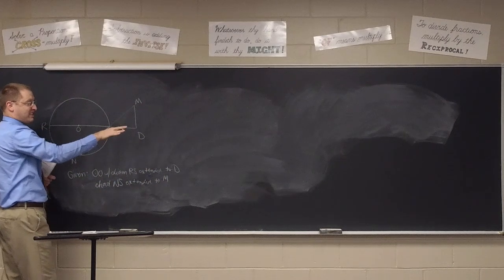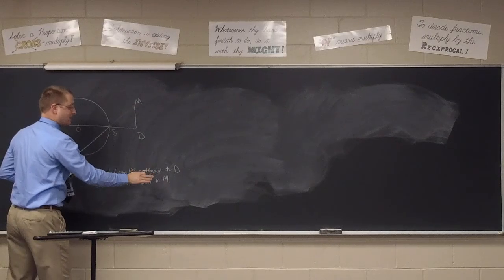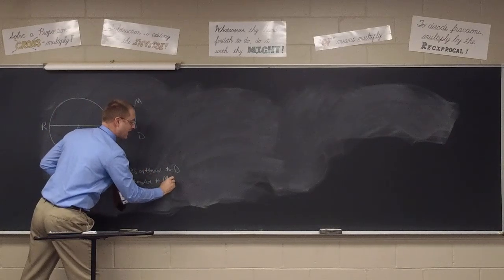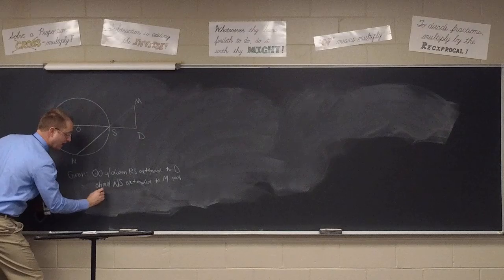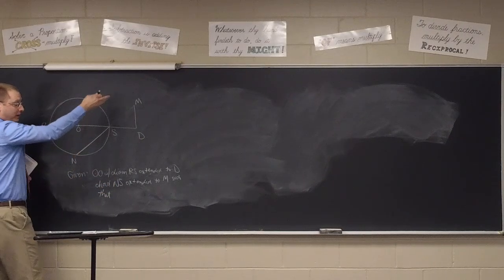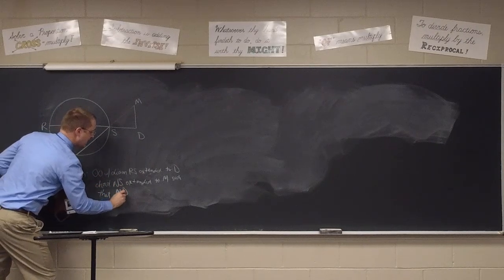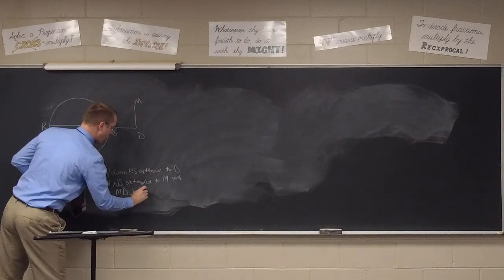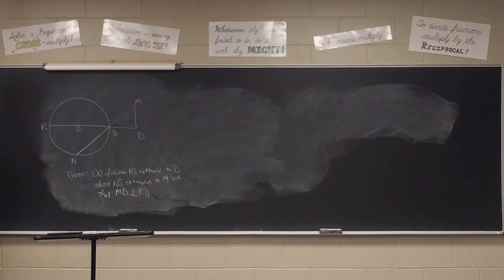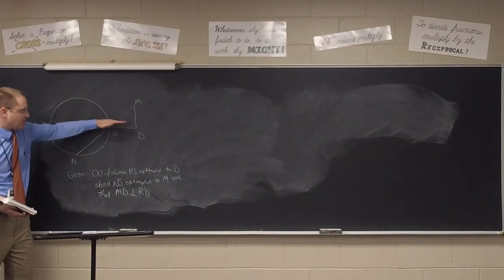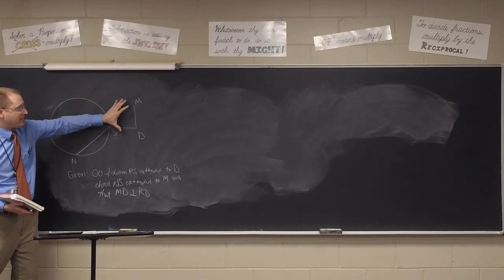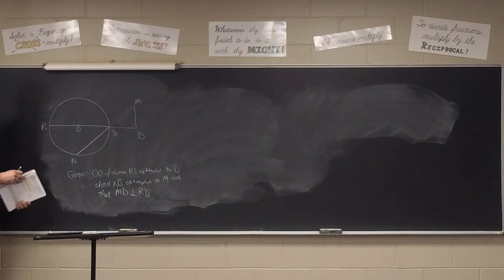RS is extended to D, that's just a random point. NS is extended to M, but it's not just a random point, it's extended to M such that, meaning there's some requirement on how far this M point has to be, such that MD is perpendicular to RD. Something along that line, probably the best way to phrase it. It has a consistent approach of line extended, but it specifies exactly how that line extends out.